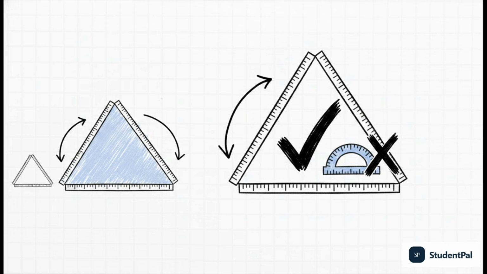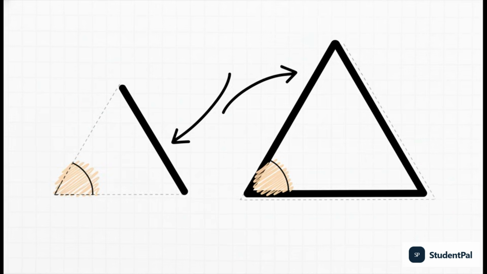So if you're playing geometry detective and you measure the sides and see they all perfectly double in size in the larger triangle, you can confidently declare, without ever picking up a protractor, that all the angles are perfectly equal. Next up is Theorem 6.5, the SAS, or side angle side criterion.